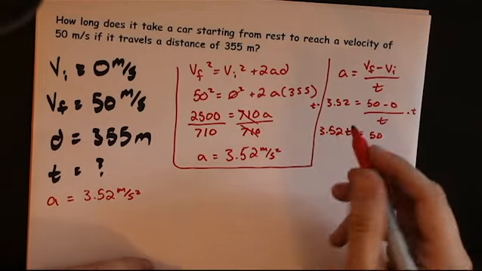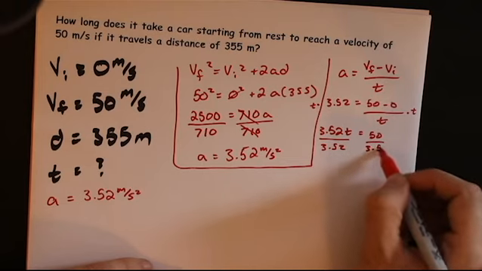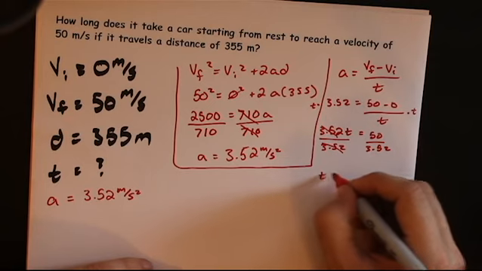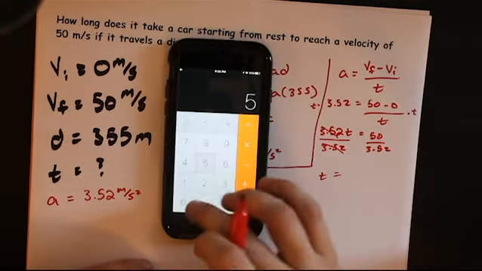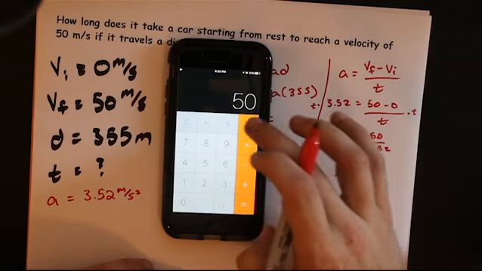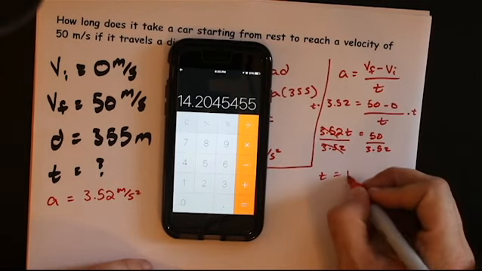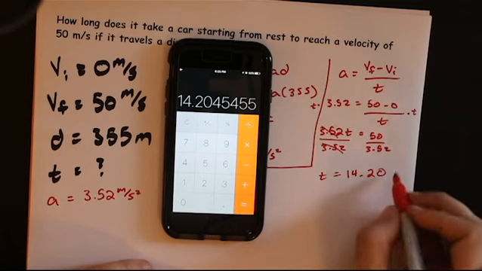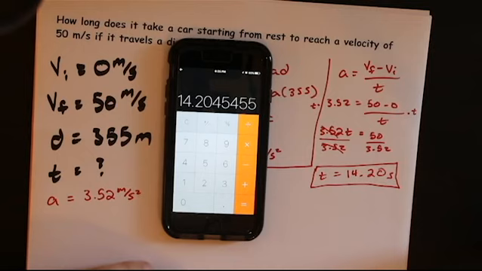All right, now if I divide both sides by 3.52, my 3.52's cancel out over here, and I'm just left with time on the left side, and 50 divided by 3.52. Wish I was great at mental math, but 50 divided by 3.52 equals 14.20. And the units for that is time, seconds. So there we go, the final answer for this one.